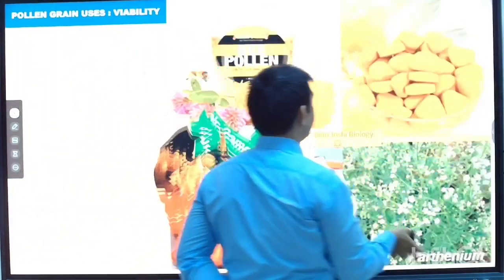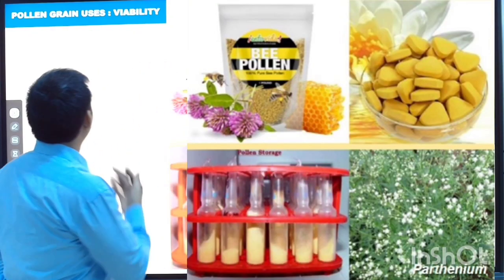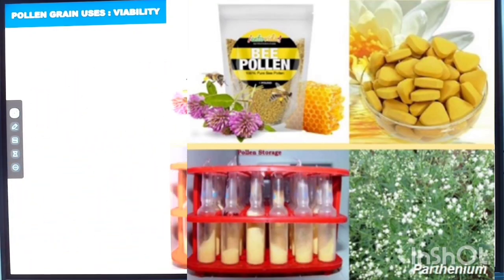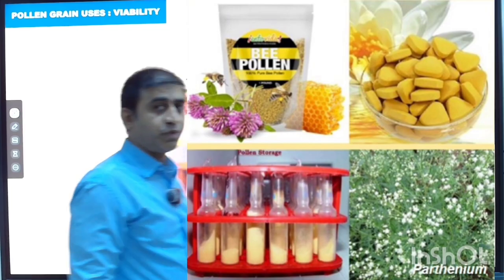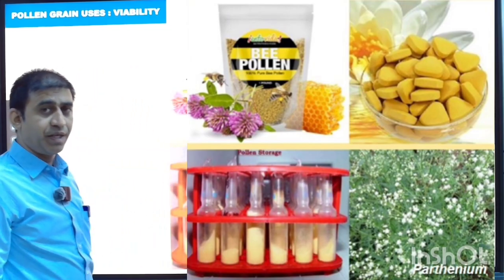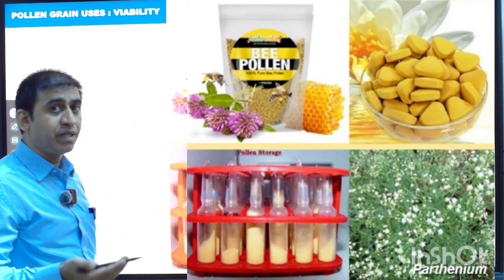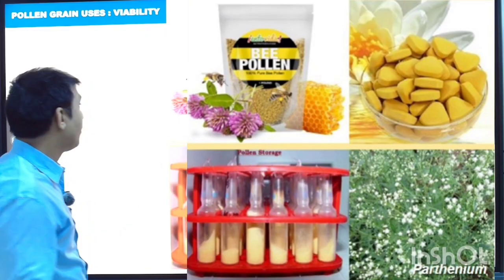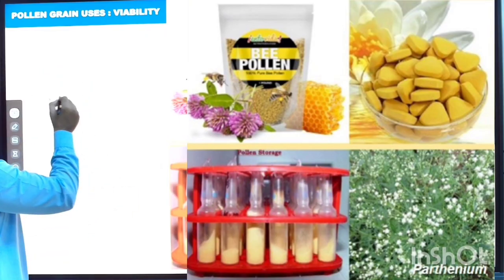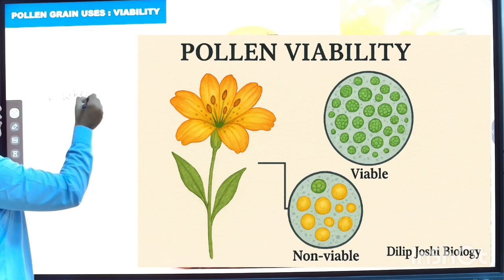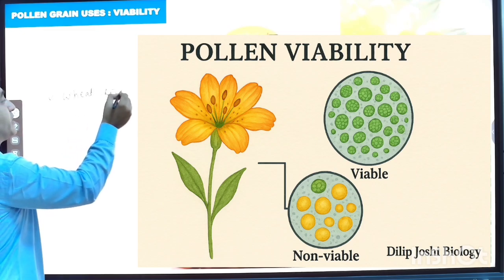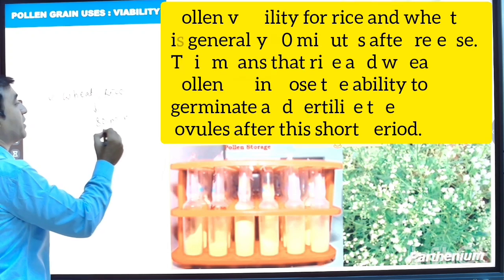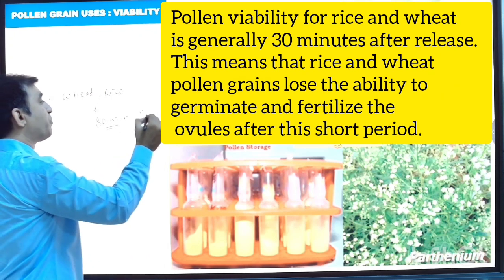That is about the pollen grain. Now pollen viability: viability means how long they can remain in good condition, their viable period during which they stay alive, not dead, and in working condition. In a plant like wheat or rice, their viability is up to 30 minutes, that is half an hour.